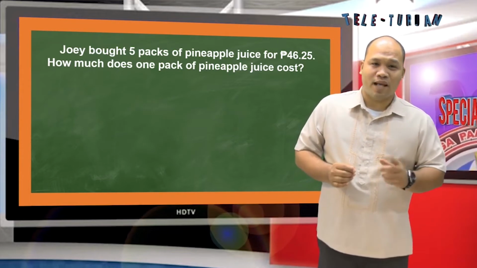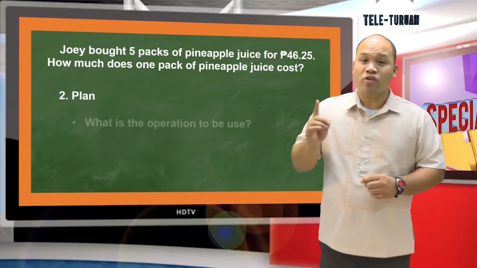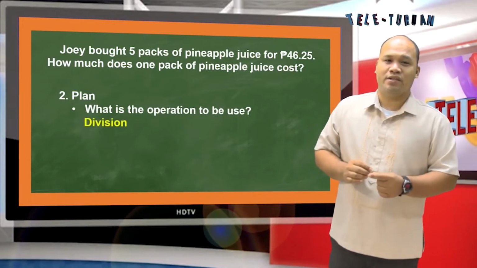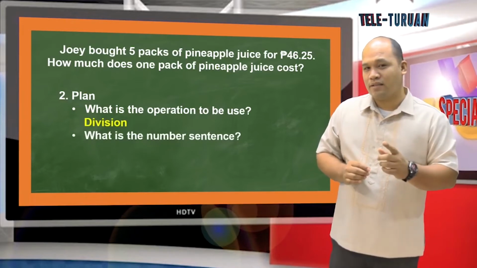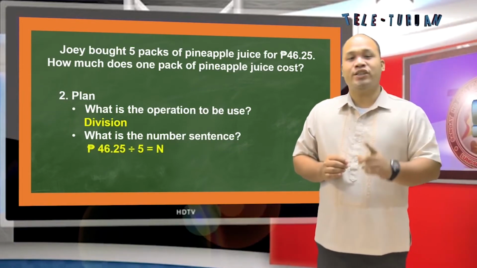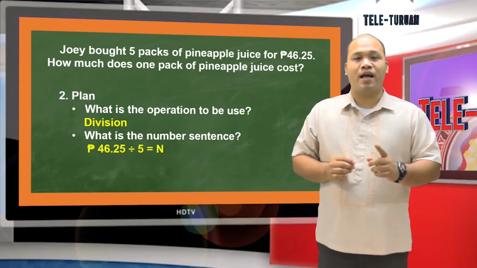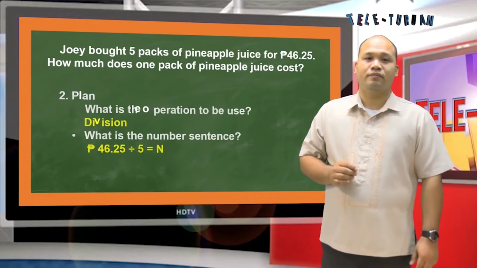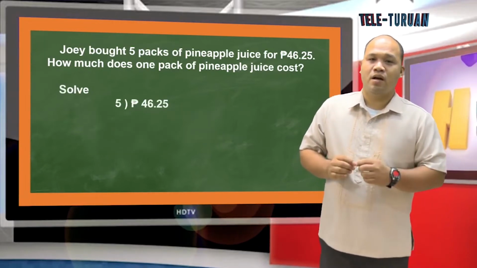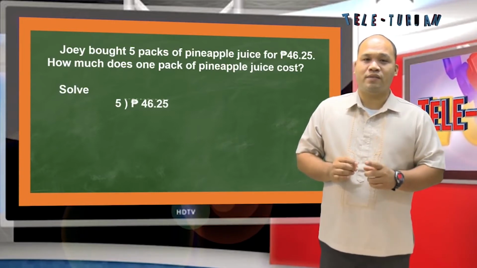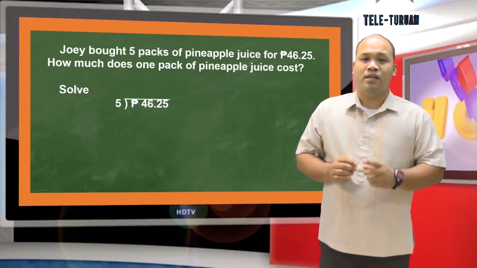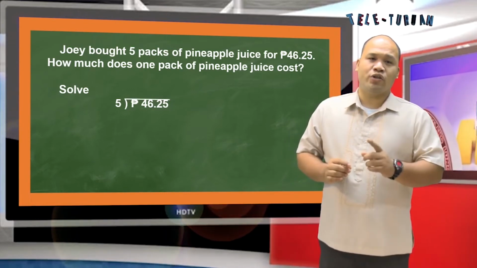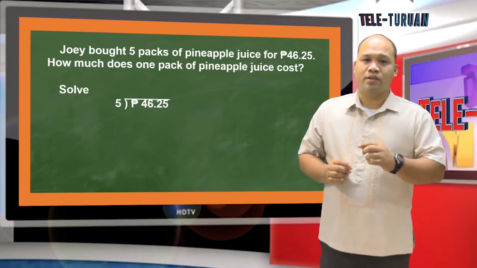The second step is plan. Under this is what operation to be used. Correct. Division. And what is the number sentence? Very good. 46 pesos and 25 centavos divided by 5 is equal to n. So let us solve. 46 pesos and 25 centavos divided by 5. Dividing decimal numbers is just like dividing whole numbers. Always make sure that the divisor is a whole number. So what is your answer?